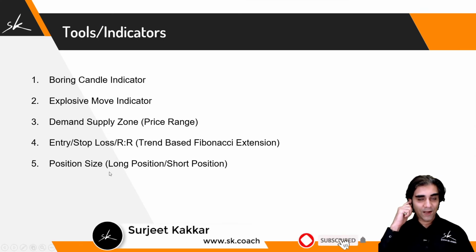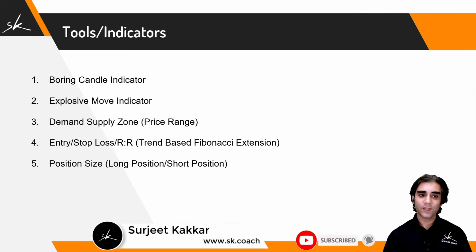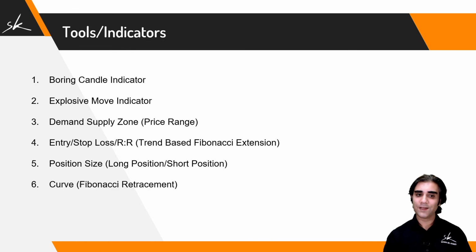So now we have the boring candle, we have the explosive move indicator, we have the zones, we have the entry stop loss. We also know what position we would be doing. The last, I think it would be the last one. No, I don't think it's the last one yet. It's the second last. The next thing is we also need to do curve analysis, right? Whenever we plan our trades, we do something which is called as curve analysis.